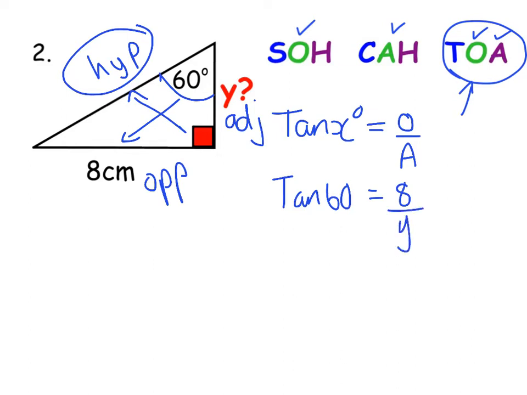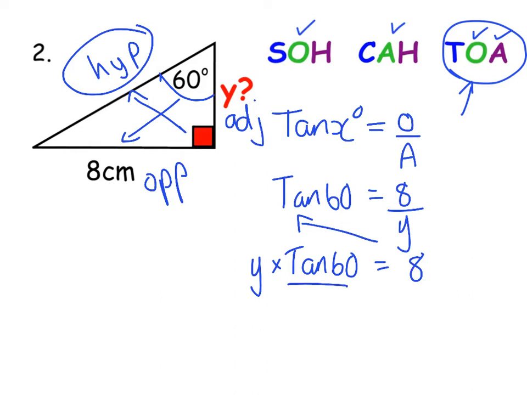You're so used to, in SohCahToa, always having the unknown on the top that we forget it can also be in the bottom. Now in this one there isn't just one step to get there. We can't do anything with this y until it's on the top. So what we're going to do is do what we did last time, bring that y up to the top by cross multiplying. So we've got y times tan 60 equals 8.